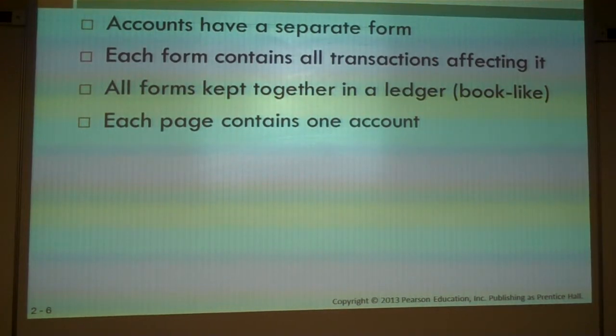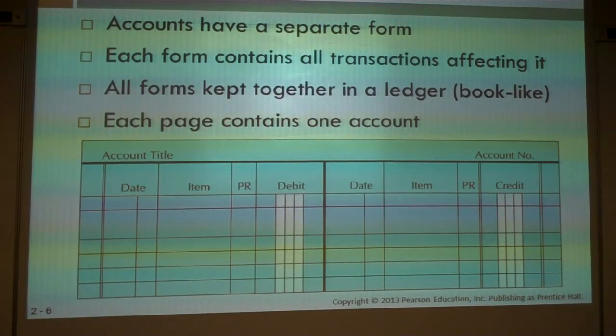And we'll keep all of the transactions for that account in that specific account, that specific page. They're kept together. It looks sort of like a book when we put them all together. And each page will just have that one account. So we'll have all of our assets, and we said that could be prepaid rent, cash, equipment, supplies. There's a picture of what it looks like.